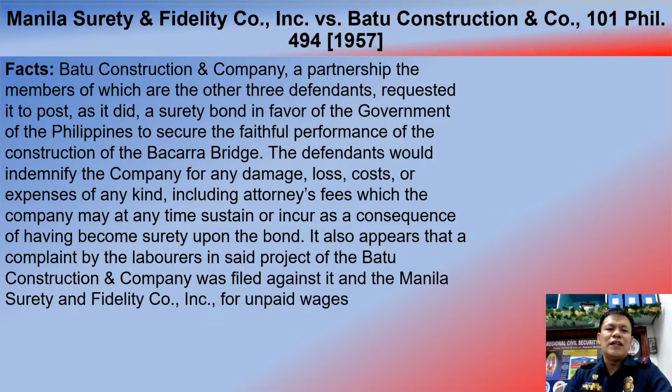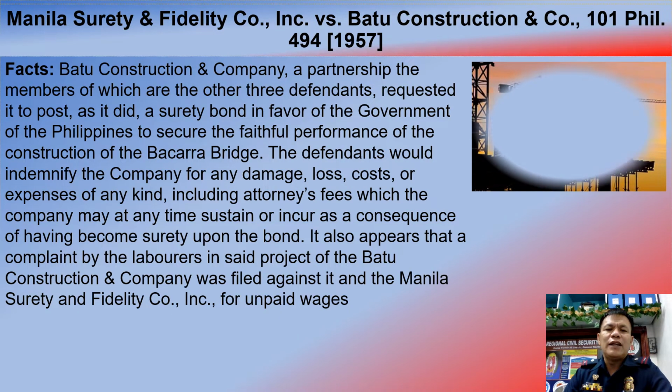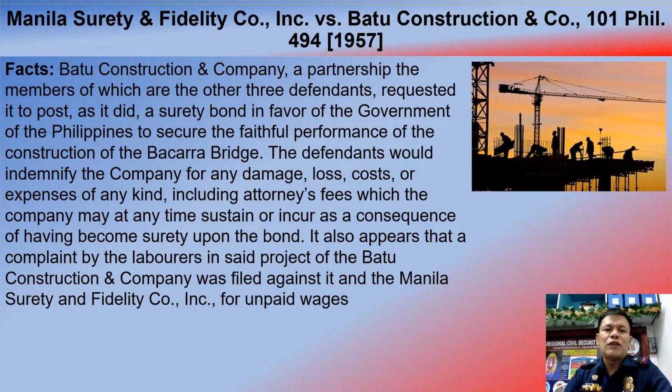The defendants would indemnify the company for any damage, loss, cost, or expense of any kind, including attorney's fees, which the company may at any time sustain or incur as a consequence of having become surety upon the bond. It also appears that a complaint by the laborers in said project of Bato Construction and Company was filed against it and the Manila Surety and Fidelity Company, Incorporated for unpaid wages.